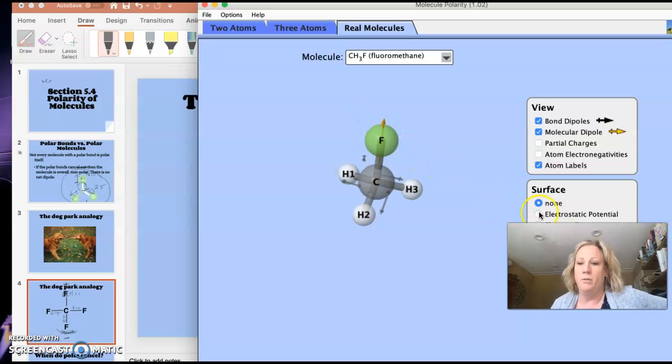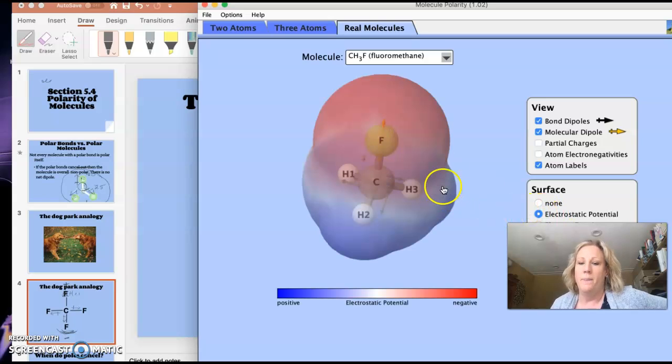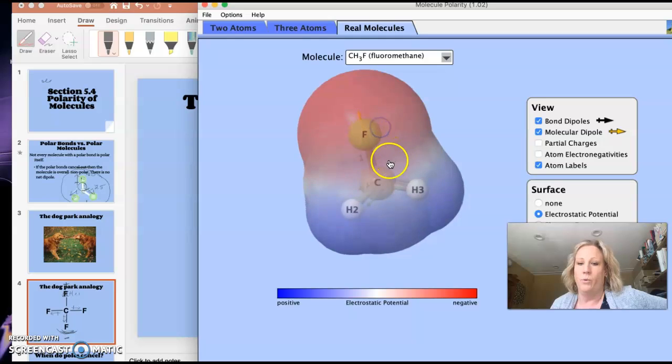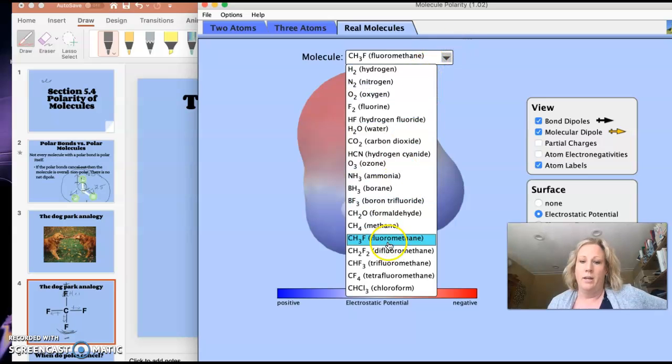And then let me show you, this is, I think, a really good view. So it's red on this end of the molecule, which down here it tells you is negative. So it's a polar molecule. It's negative on one end, positive on the other. So it all depends on the symmetry of the molecule.